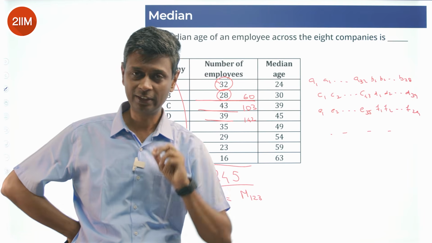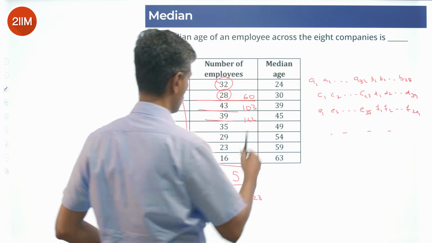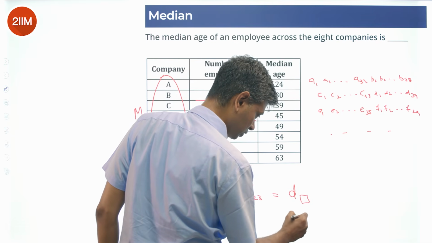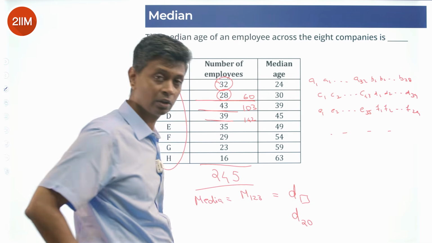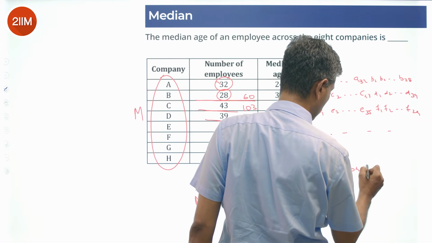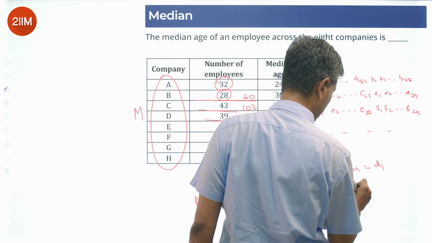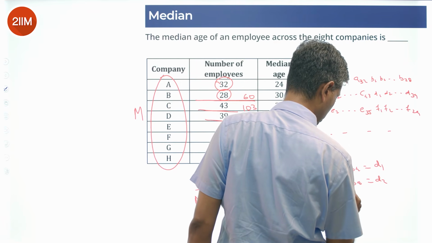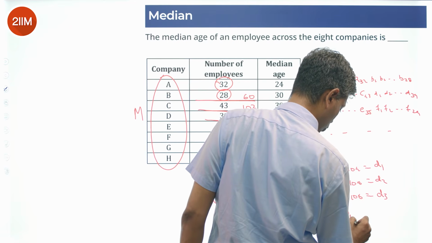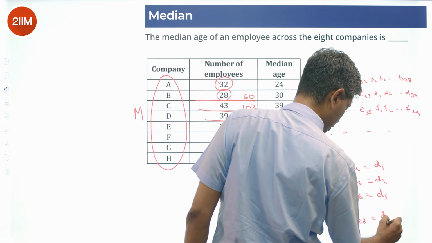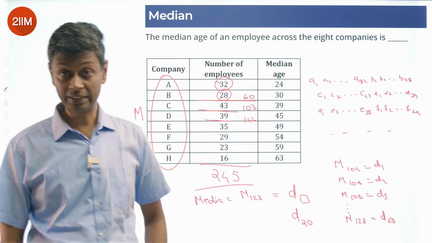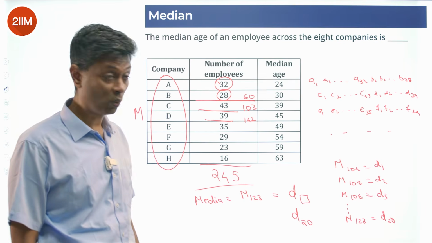We keep on going like that. Then M123 is D something. This is D20 because M104 is D1, M105 is D2, M106 is D3, M123 is D20. 103 plus this number is this number. The 20th element in D will be M123.